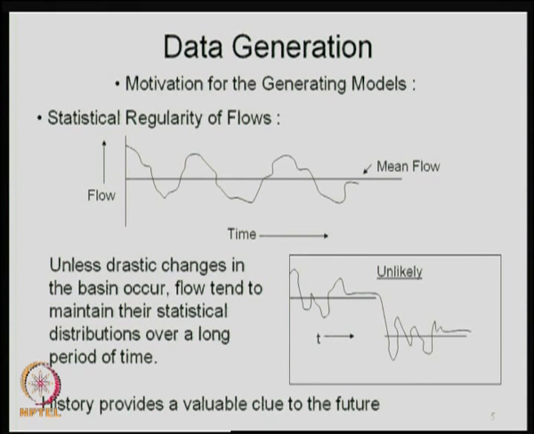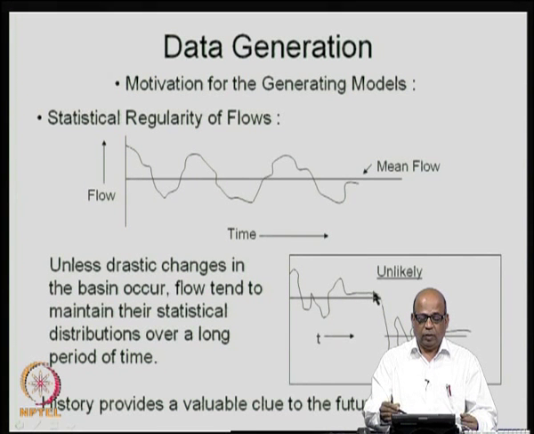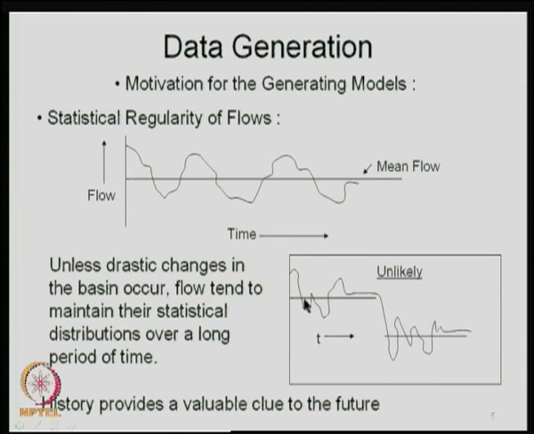Now, what are these drastic changes that we are talking about? For example, in a particular catchment, you do a large scale deforestation, or there may be a large scale fire that takes place, or as it happened recently, a tsunami occurs and then a large scale disturbance occurs in a very short time in the catchment, and therefore, all the hydrologic processes get perturbed or disturbed in a very short time. Unless such things happen, this kind of situation where the process was operating at a particular level and suddenly it shifts to another level is very unlikely.